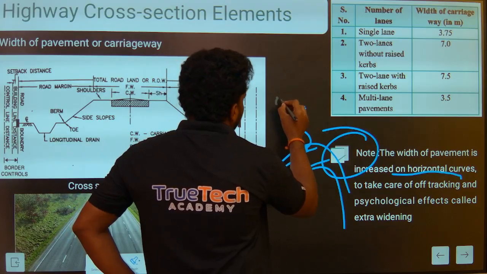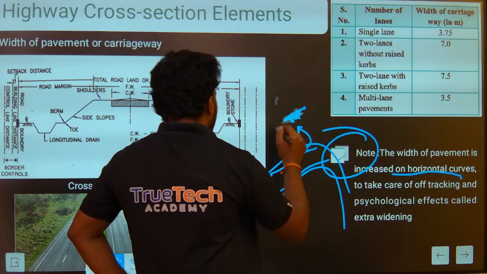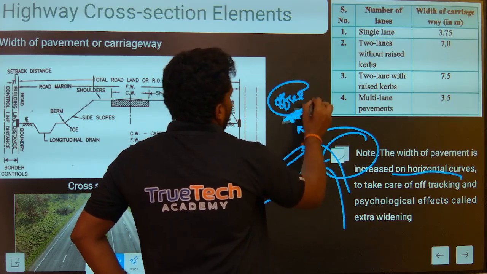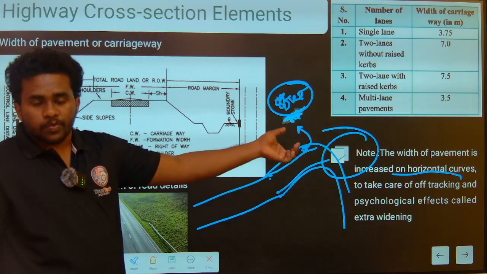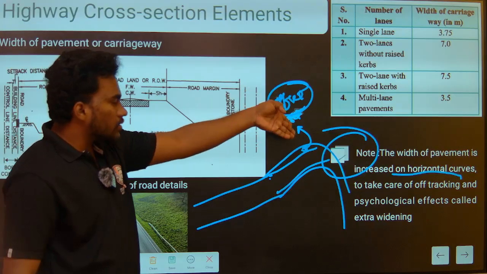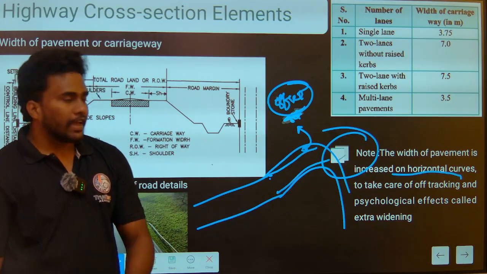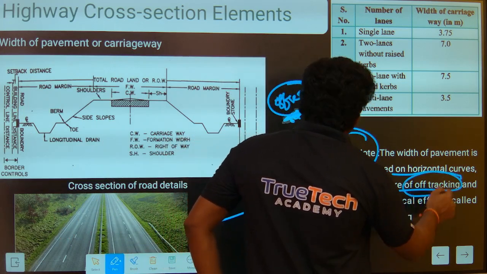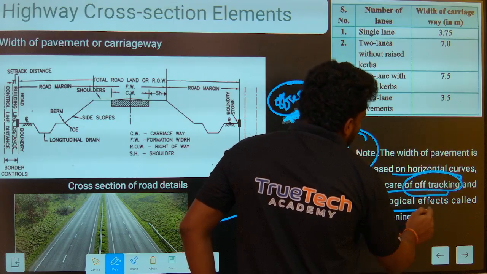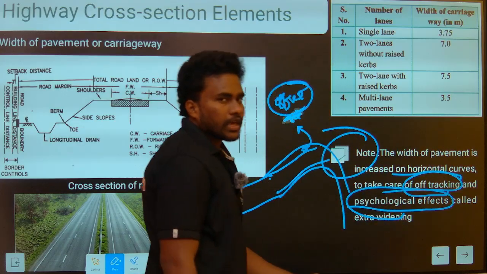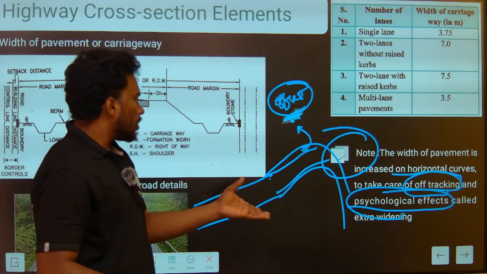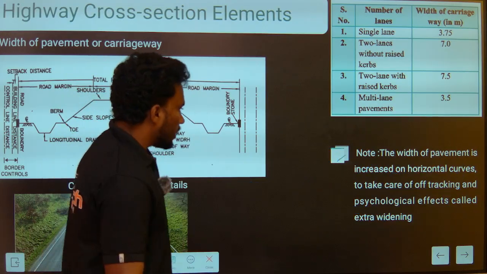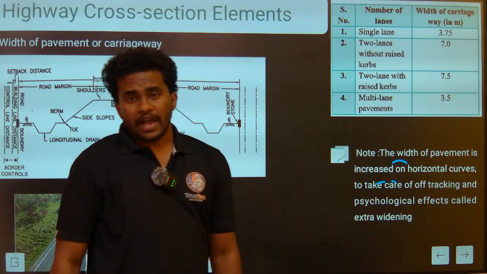That is the offset. Offset is nothing but the extra width that is provided at the horizontal curves for safe movement of the vehicles, to account for off-tracking. There is also psychological widening, but that is a deeper discussion and we are not covering it. That is called the extra widening.